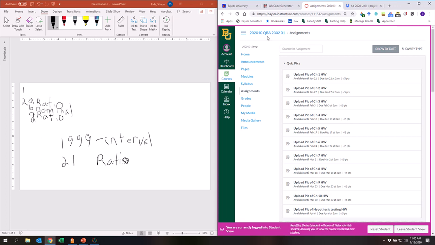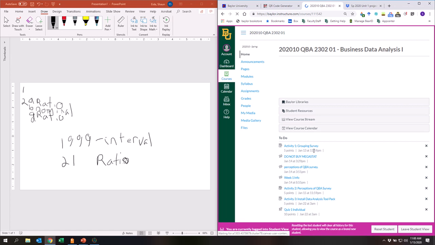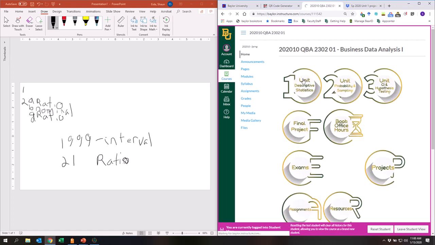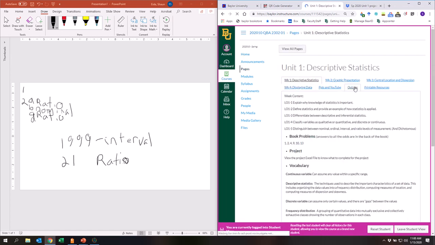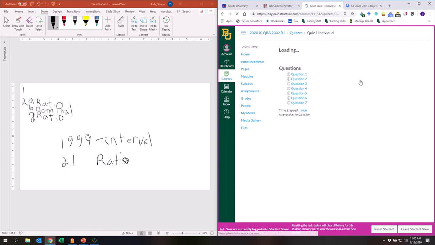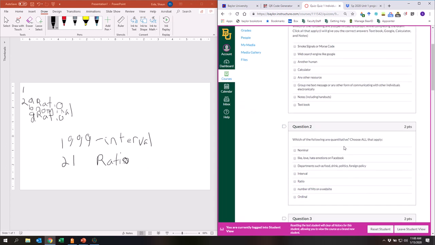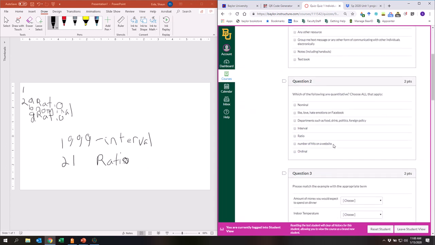Let's see here. We got that. Let's go to home. And let's go take the quiz. We'll at least look at one part of the quiz. So Unit 1, quizzes, quiz 1 individual. Let's take the quiz. So there's 7 questions. There's always going to be somewhere between like 5 to 7 to 8 questions. Normally you'll have anywhere from 10 to 20 minutes to get this done. It says, okay, what are you allowed to use? You're not allowed to communicate with other people. That's pretty much it.